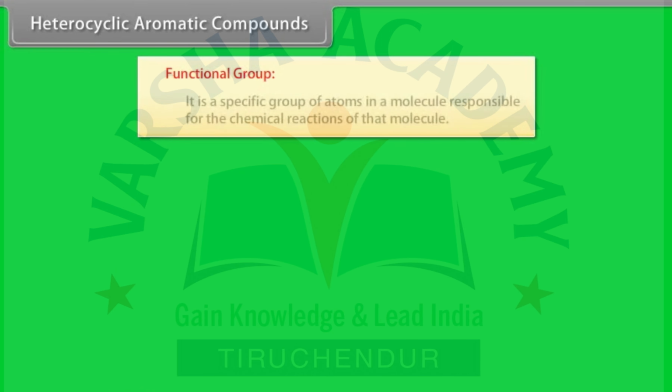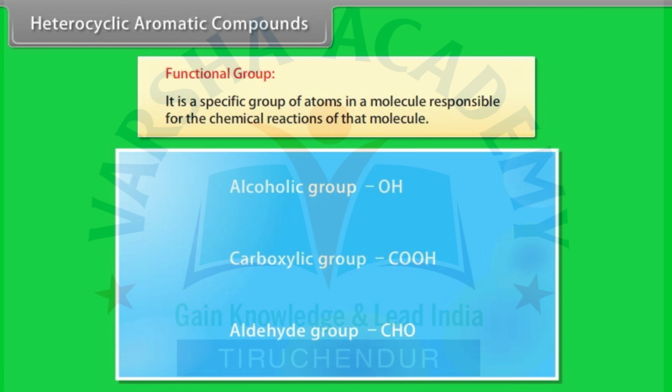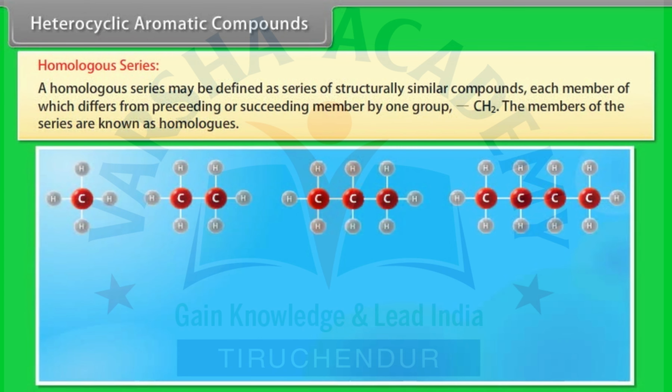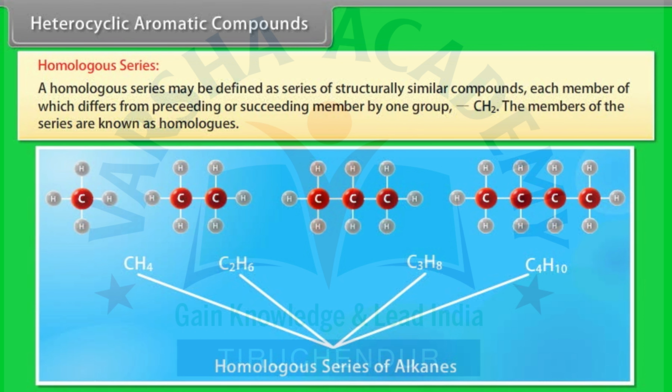Functional group. It is a specific group of atoms in a molecule responsible for the chemical reactions of that molecule. Homologous series. A homologous series may be defined as a series of structurally similar compounds, each member of which differs from the preceding or succeeding member by one group, CH2. The members of the series are known as homologues.